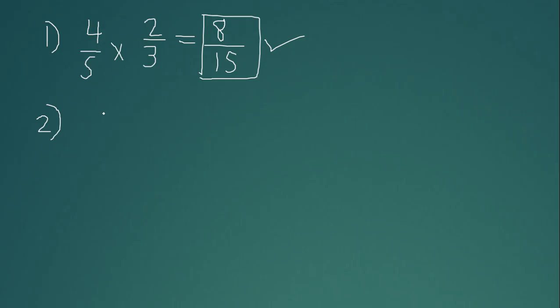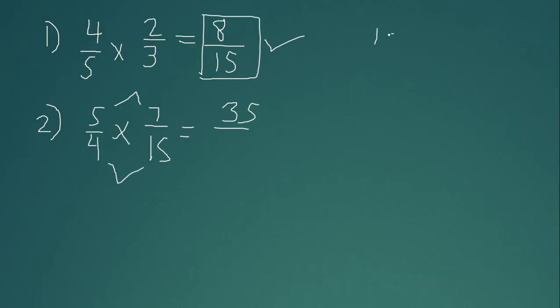Number 2: 5/4 times 7/15. Both positive. Multiply the numerators: 5 times 7 is 35. Then the denominators: 4 times 15. 5 times 4 is 20, 4 times 1 is 4, 4 plus 1 is 6, so that is 60.